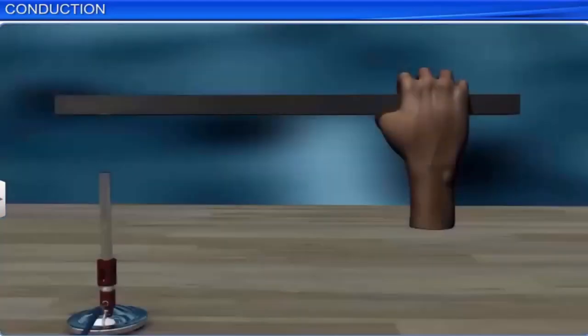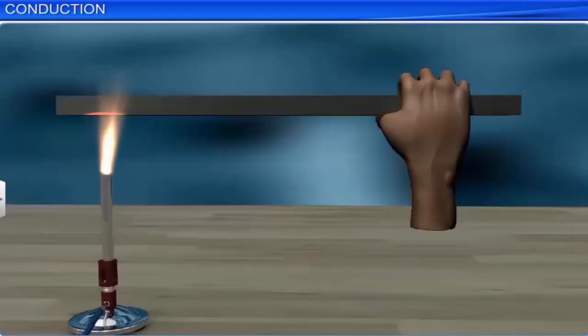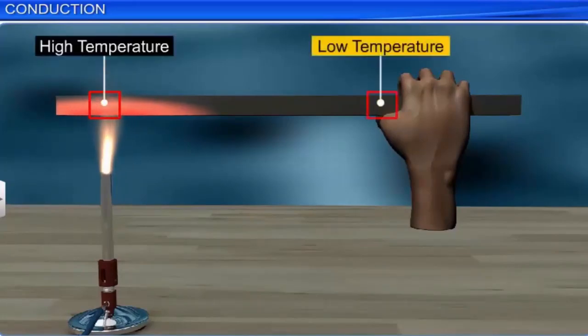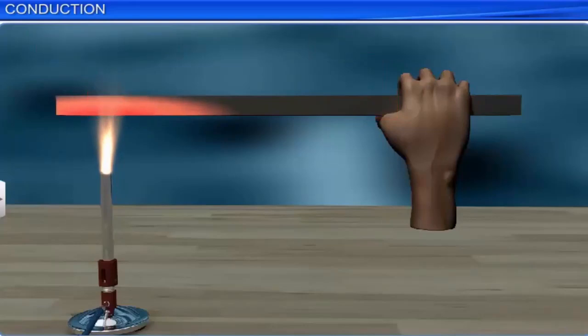For example, observe the person holding an iron rod at one end and placing the other end in fire. One end of the iron rod, which is in the flame, is at a high temperature and the other end at low temperature. Heat flows from the hot end to the cold end by thermal conduction. And as a result, after some time the person drops the rod.